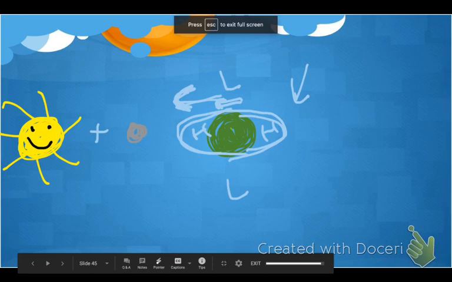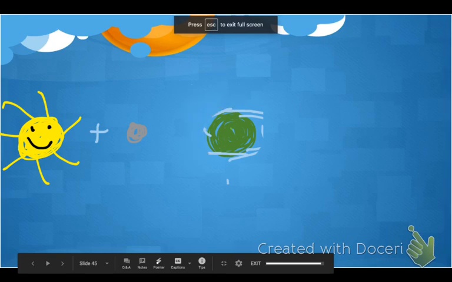Now, when we have a neap tide, I'll go ahead and erase this. When we have a neap tide, our earth, moon, and sun are not in a straight line. Remember, they're making an L shape. So let's erase my moon. The moon is going to instead be over here. And remember, the moon has a greater effect on high tide than the sun. It's going to pull that ocean water towards it, creating a high tide bulge.